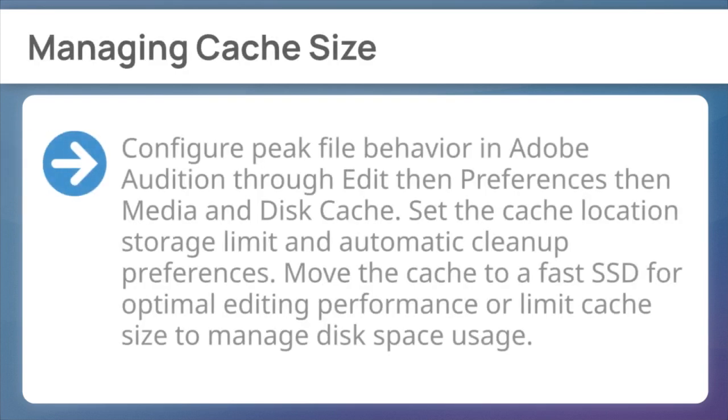Next, managing cache size. Configure peak file behavior in Adobe Audition through Edit, then Preferences, then Media and Disk Cache. Set the cache location, storage limit and automatic cleanup preferences. Move the cache to a fast SSD for optimal editing performance or limit cache size to manage disk space usage.